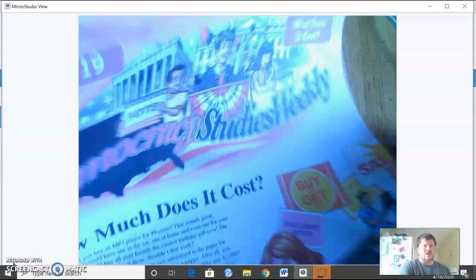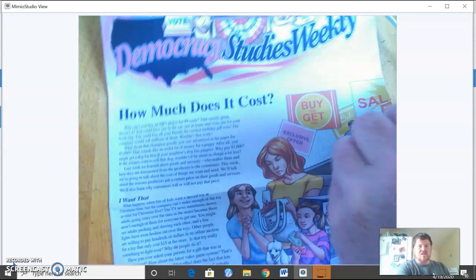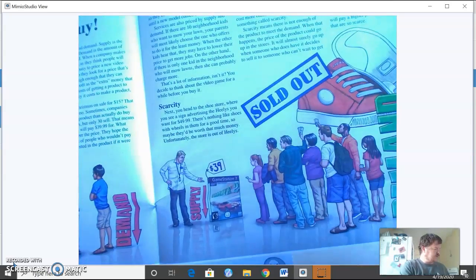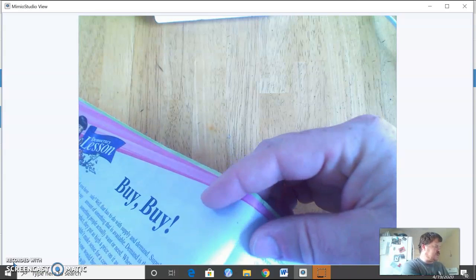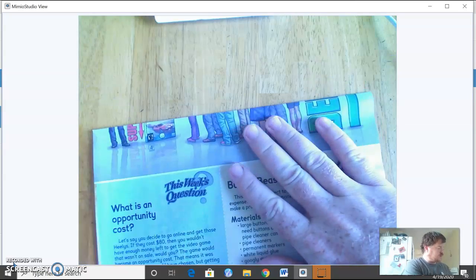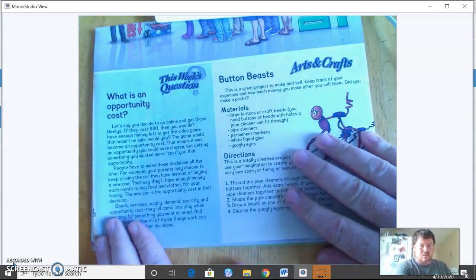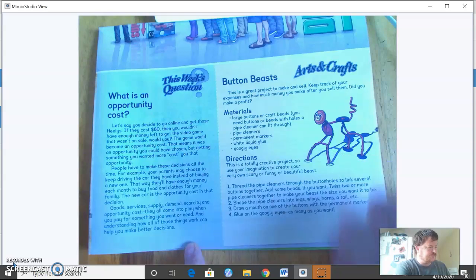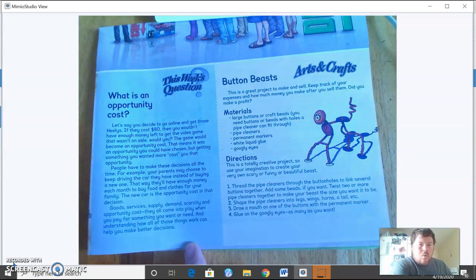So for this article, I'm going to have you open up your Studies Weekly, and it's going to be at the bottom middle, and it is called "What is an Opportunity Cost?" It's just the little article down here towards the bottom. Okay. So what is an opportunity cost?